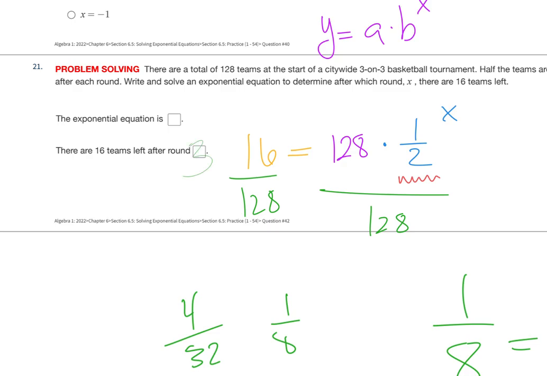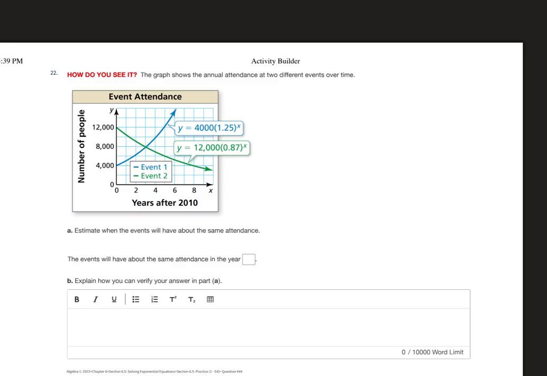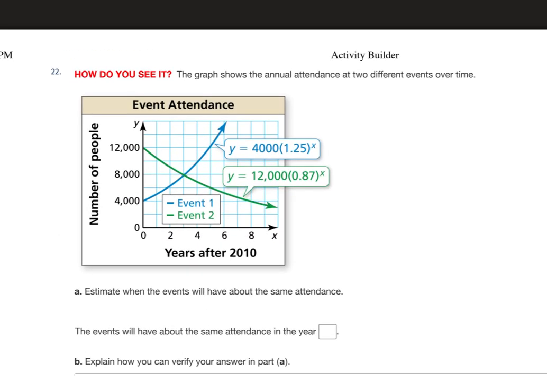Oh, and by the way, this was our exponential equation right here, and the answer is 3 for when there will be 16 left. The graph shows the annual attendance at 2 different events over time. Okay, let's take a look at this. So event number 1 is blue. All right, it goes up, started at 4,000, definitely exponential growth. The green event started at 12. This is decay because this number is between 0 and 1. Estimate when the events will have about the same attendance.